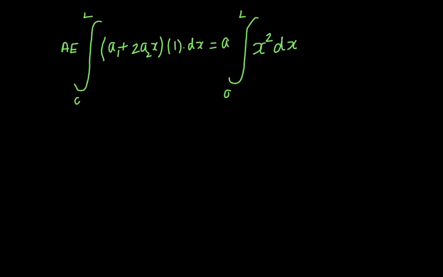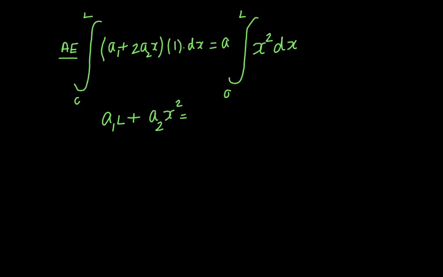If you substitute and integrate directly, you will be getting A1L. I'm going to bring this AE to the right-hand side. Plus, if you integrate 2A2x, you get x squared over 2. But the 2 in the numerator and the 2 in the denominator vanish. So it simply becomes A2x squared is equal to A.